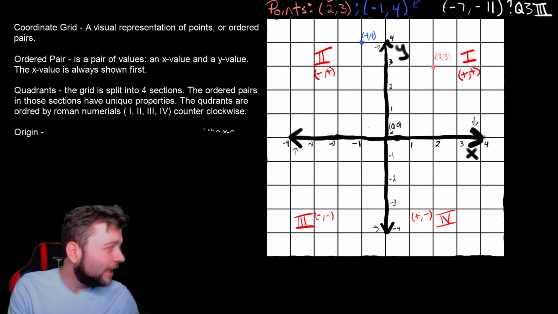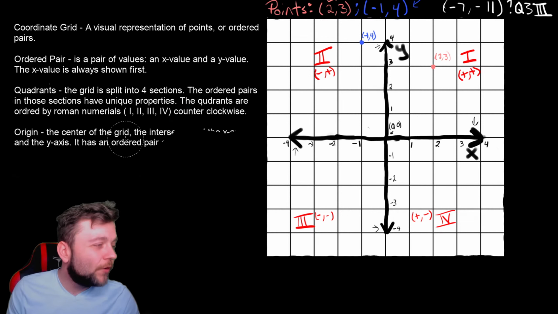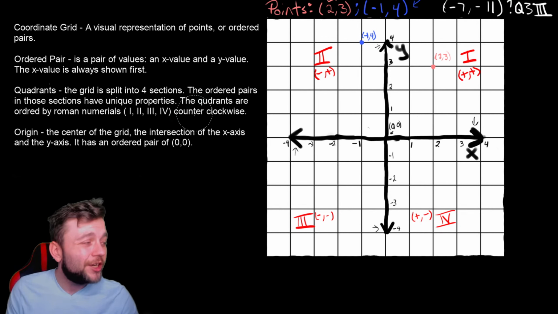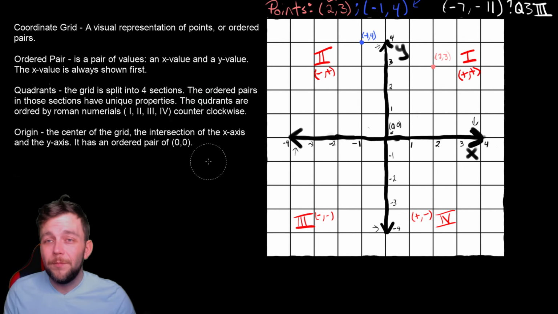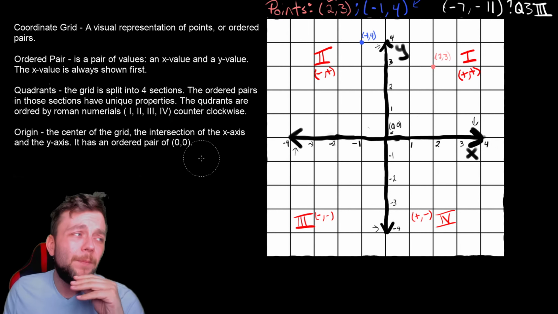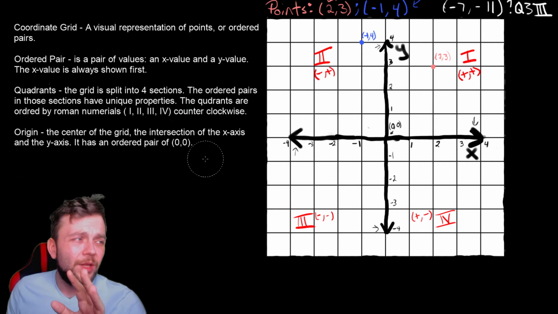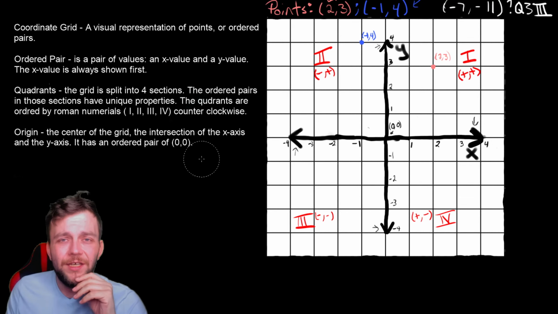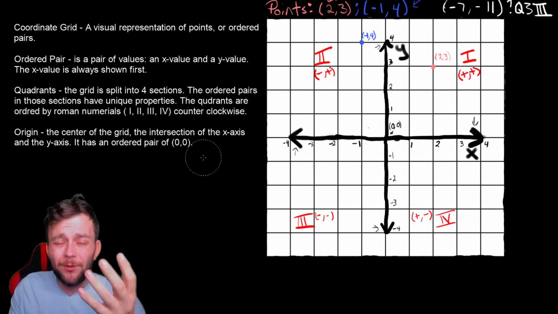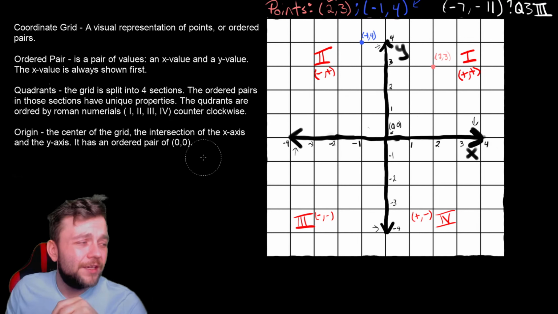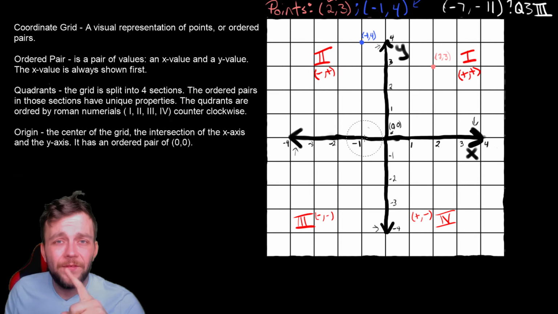And then lastly, our last definition for the coordinate system, we have the origin. And we've already put the point on the origin, the center of the grid, the intersection of the x-axis and the y-axis. It has an ordered pair of 0, 0. The part here that I always got interested in is it's 2 dimensions, right? So it's like you're looking at a piece of paper in a way. And this x number line goes off into infinity.